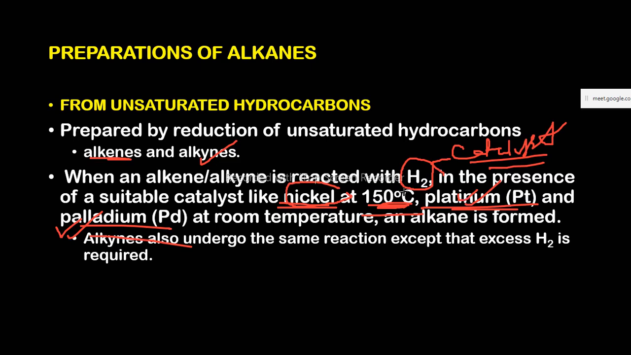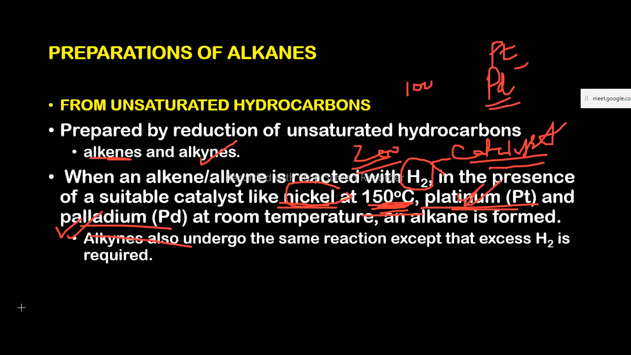So instead of 150, if you put 200, I'll cross you. If you put 100, I'll cross you. If you don't put anything, I'll cross you. But for platinum, you just put Pt and you're done. For palladium, you just write Pd and you're done.